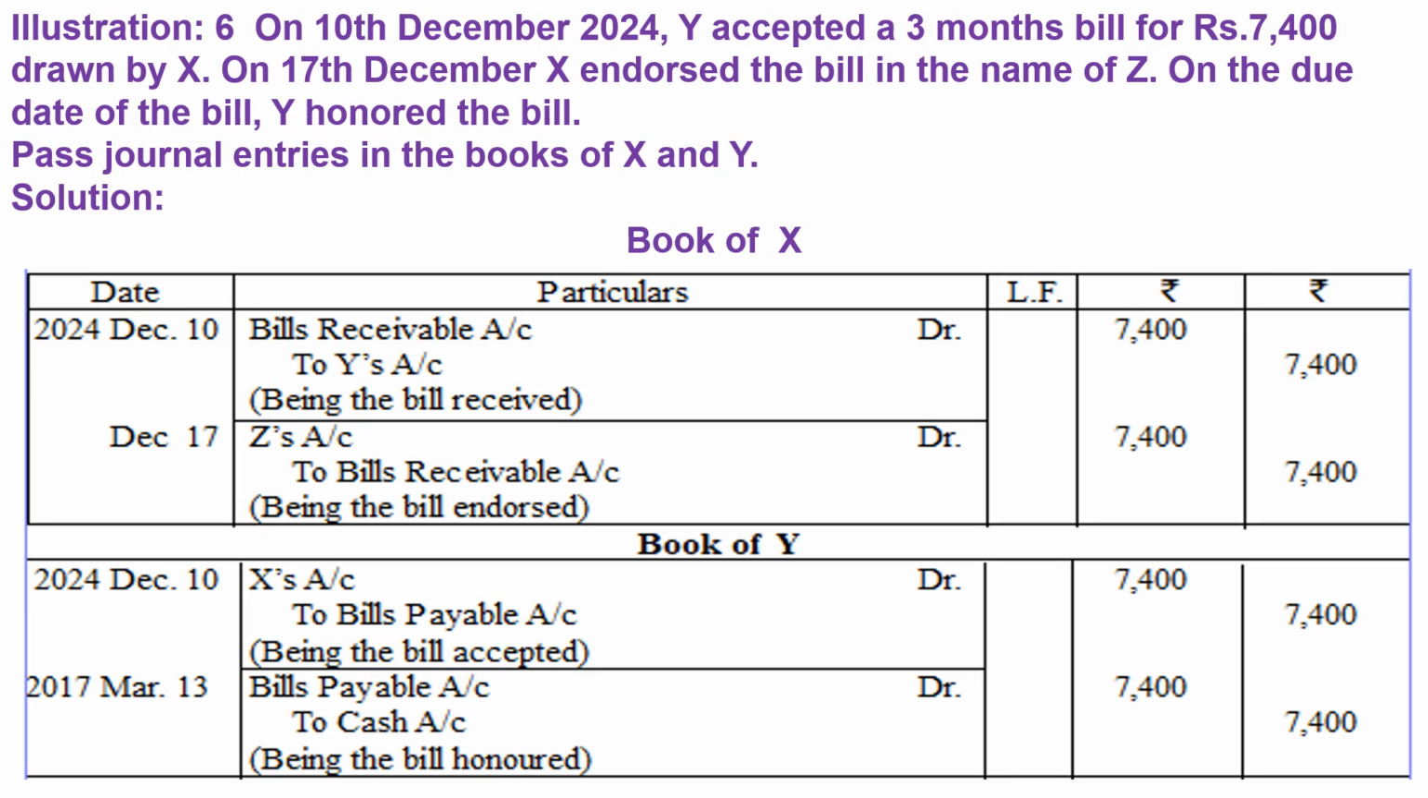Illustration 6. On the 10th of December 2024, Y accepted a 3-month bill for 7,400 rupees drawn by X. On the 17th of December, X endorsed the bill in the name of Z. On the due date of the bill, Y honored the bill. Pass journal entries in the books of X, Y and Z. Solution. Journal entries are presented here.